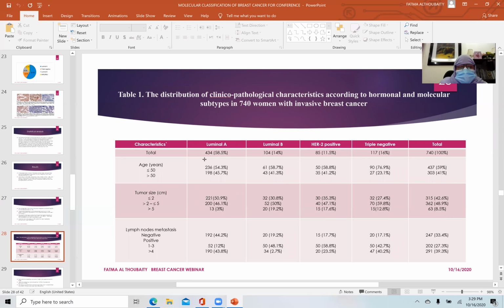So in this table, you could see the age. We have 59% of our patients younger than the age of 50. And the commonest molecular subtype is luminal A, 58.5%. For tumor size between 2 to 5 it is 48.9%, so most of them have tumor size larger than 2 centimeters. And in 42.6%, they have tumor size less than or equal to 2 centimeters. And positive lymph node in 66.6%.